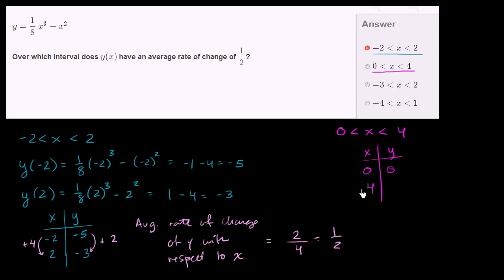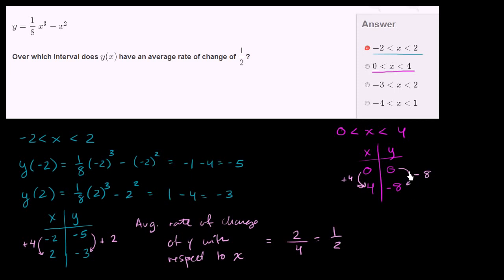When x is 4, what is y? Well, y is going to be, let's see, it's going to be 1/8. Try to do this in my head. 1/8 times 4 to the third. 4 to the third is 64. 1/8 of 64 is 8. It's going to be 8 minus 4 squared, which is 16. 8 minus 16 is -8. So in this one, x has increased by 4, and what happened to y? Y has decreased by 8.